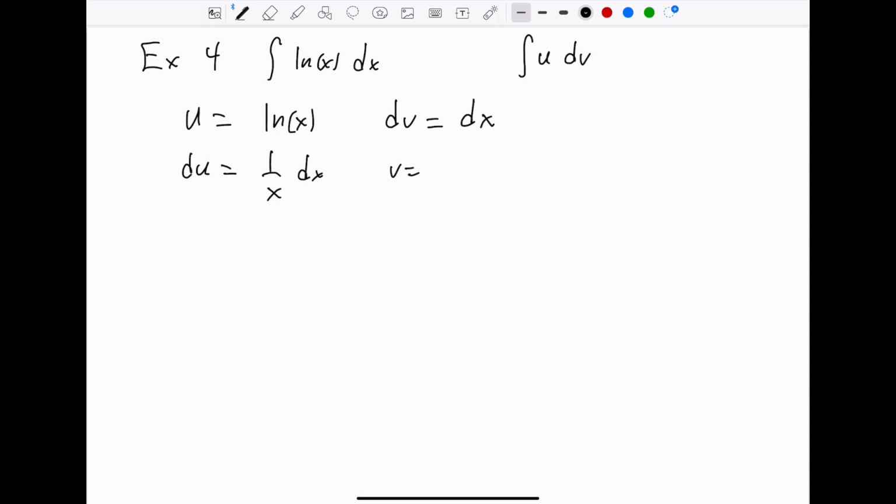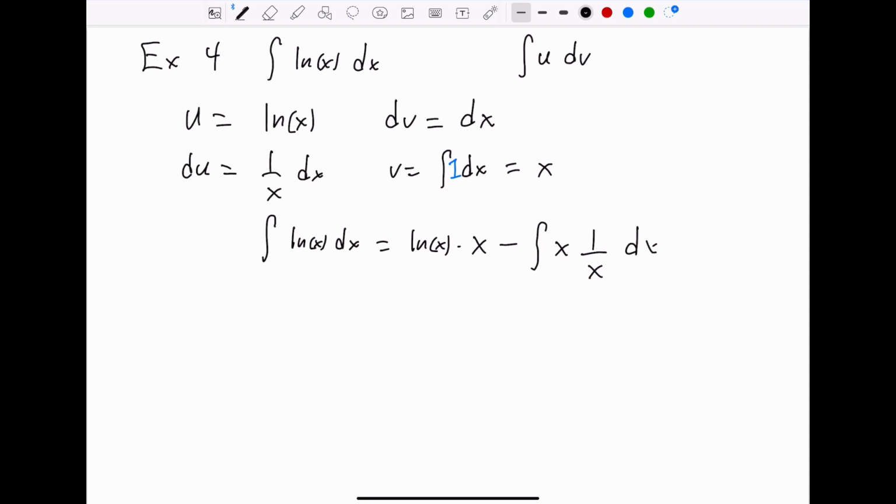And now we find v by integrating dv. Well, that's just integrating dx. This might look a little bit strange, but we're really just integrating 1 times dx. What function has a derivative of 1? It's simply x. So that is v. So the integral of natural log of x, using integration by parts, is u times v minus the integral of v du. du is 1 over x dx.